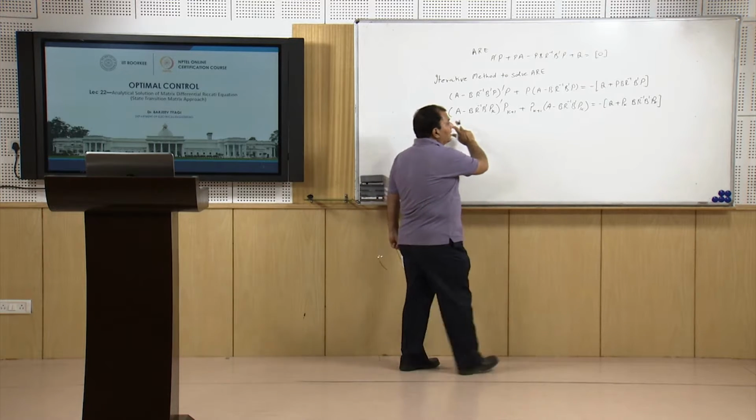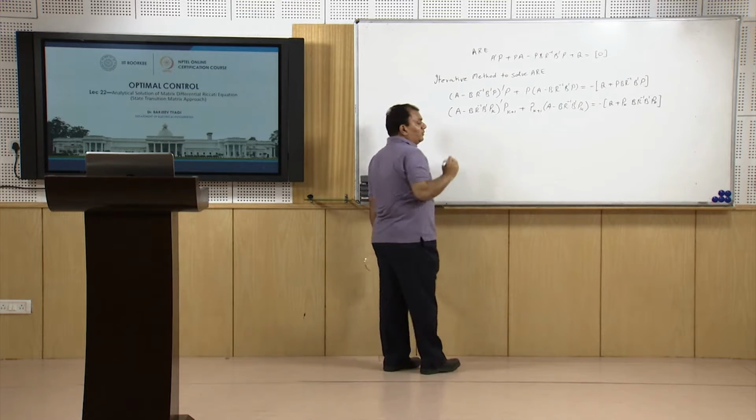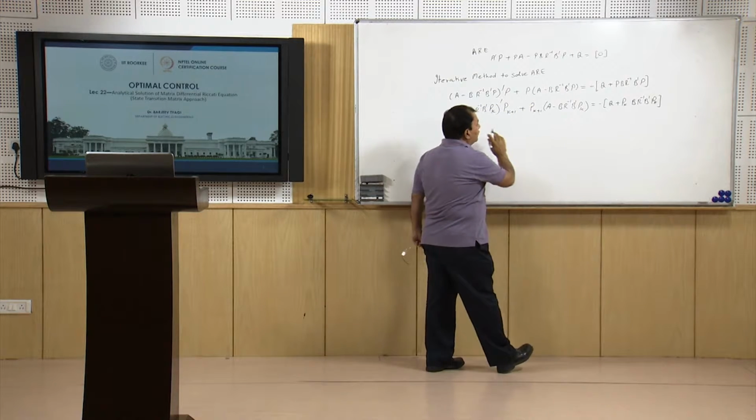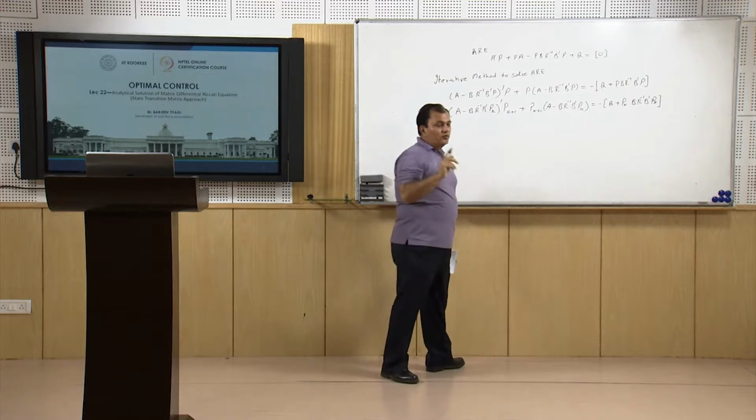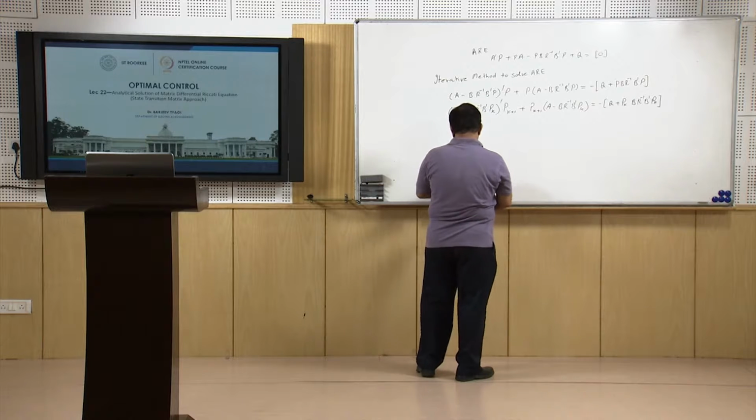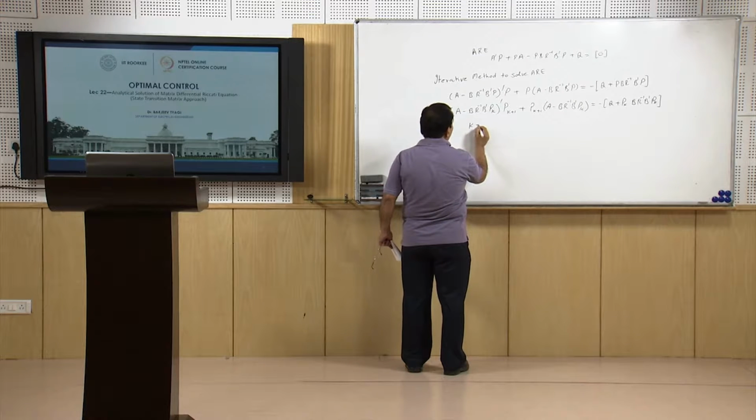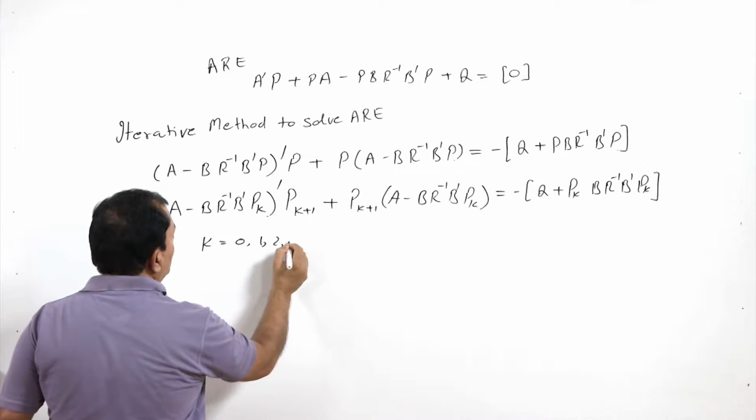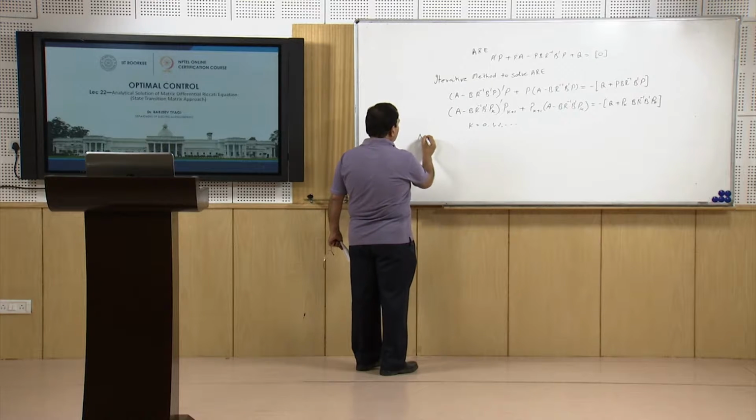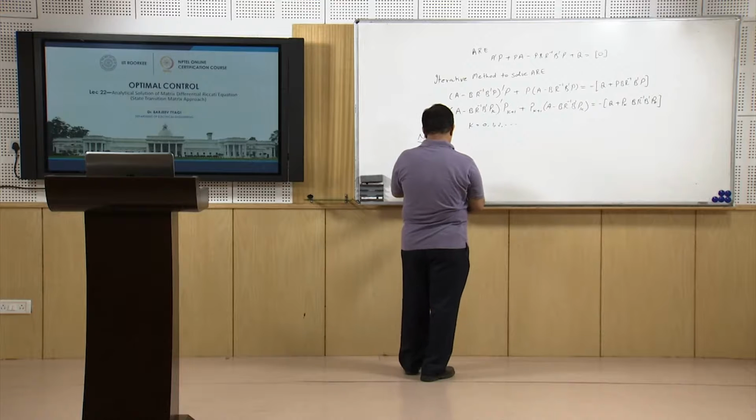So, this is my iterative equation. I will start with the initial guess of the Pk and solve this equation for Pk plus 1, so I will get the next value of the Pk. I can start with k equal to 0, 1, 2 and so on. So, we have to note down here.